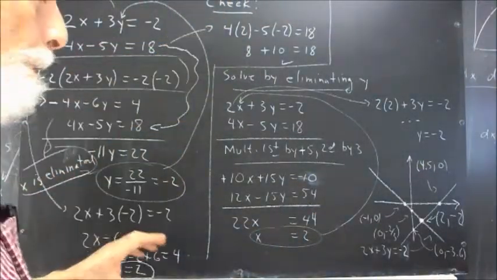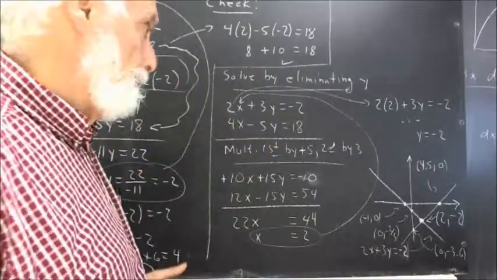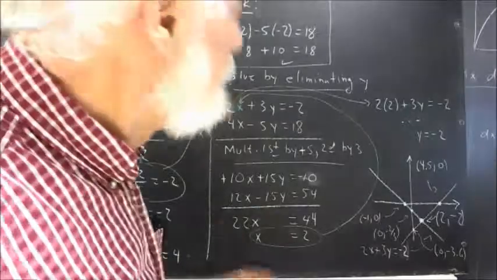Identical solution. So we could have chosen to eliminate y. We could have chosen to eliminate x. You always have your choice. Usually you want to take the easier of the two choices.